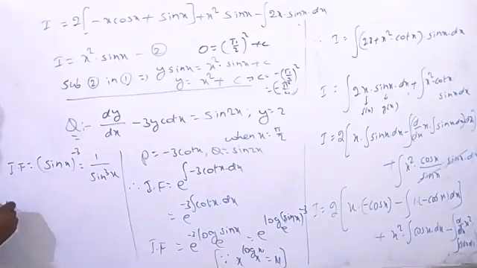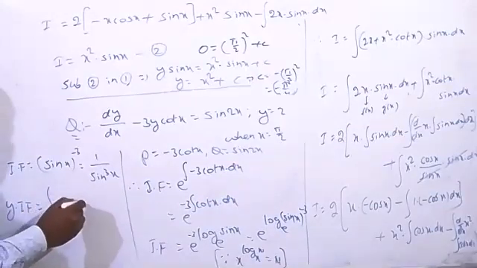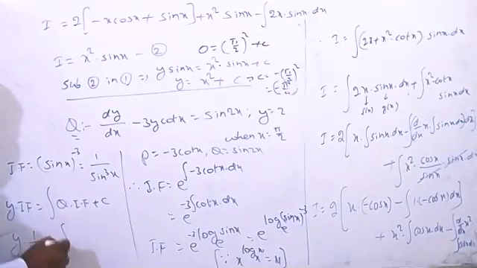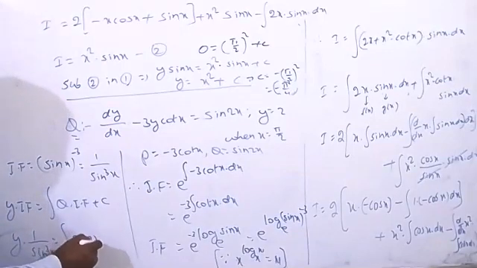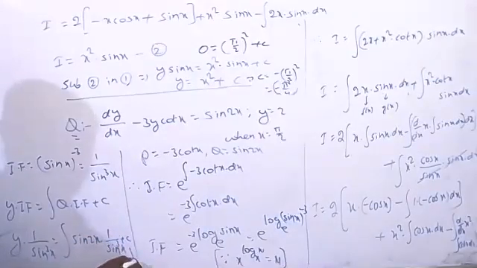Same procedure again. y into IF is equal to integration of Q into IF plus c. Same, you can take. So y into 1 by sine cube x is equal to integration of the value of Q, you can write now, sin 2x into 1 by sine cube x, plus c. Take this as equation number 1.